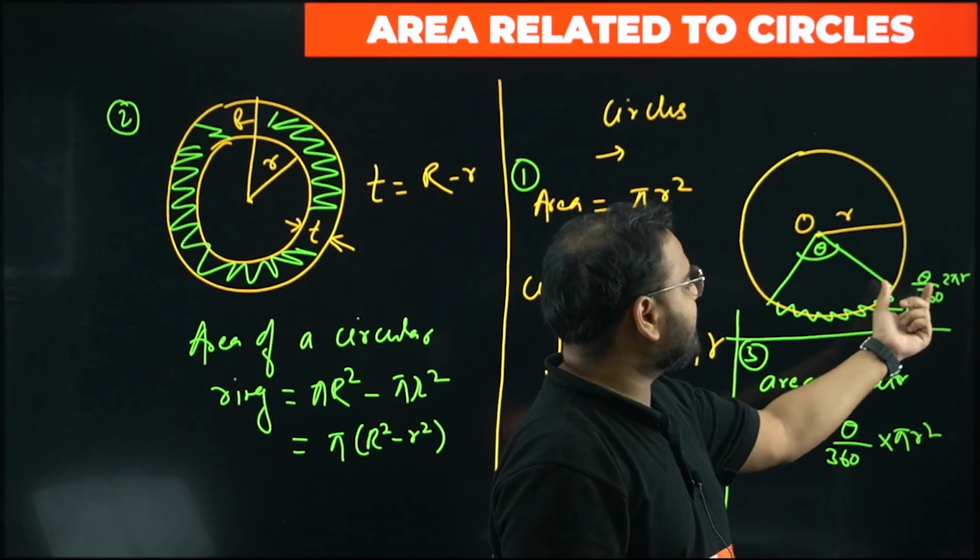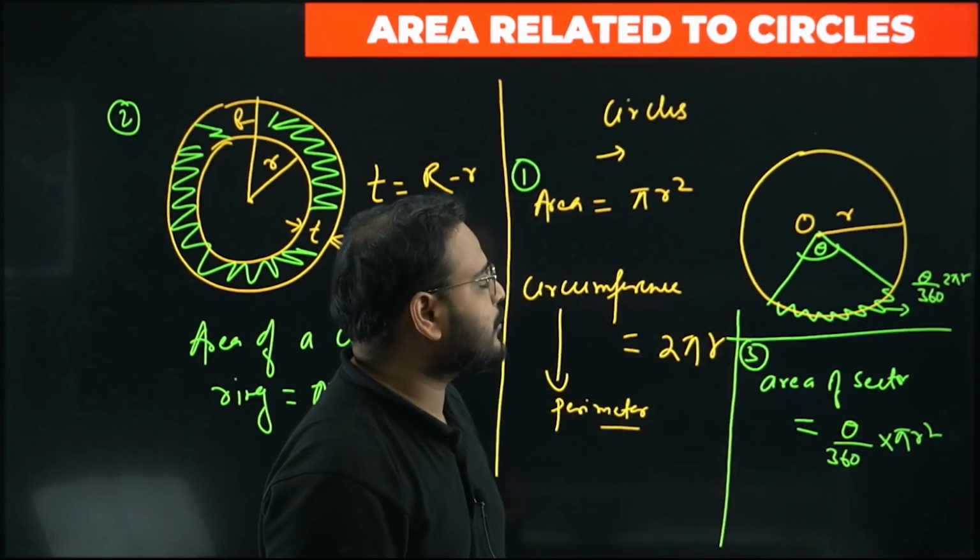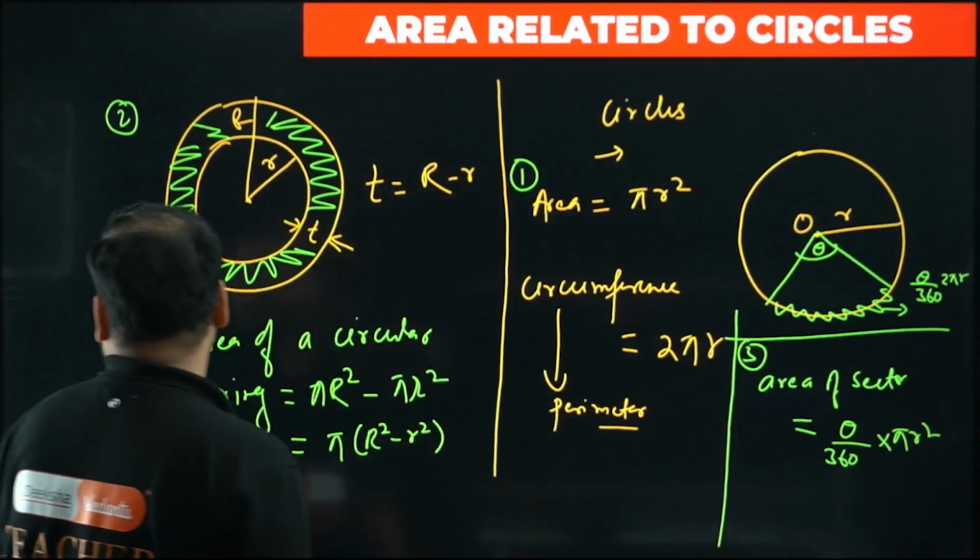For this part we have theta by 360 times 2 pi r. For this part we have theta by 360 times pi r square. This is for the sector. What about the segment?